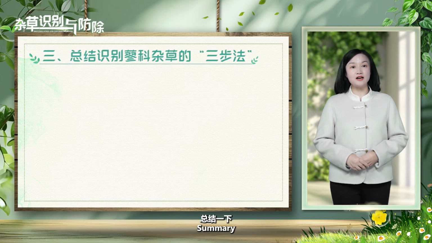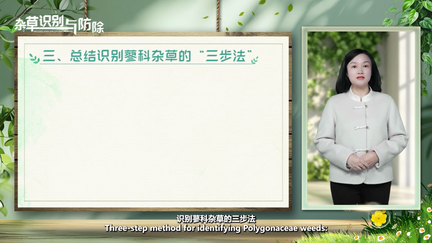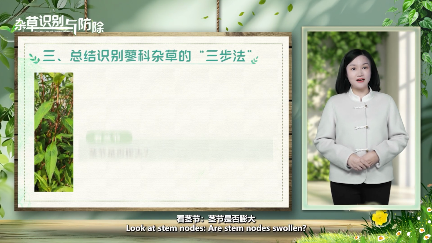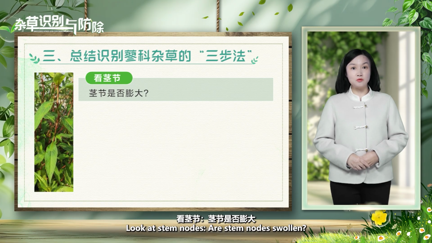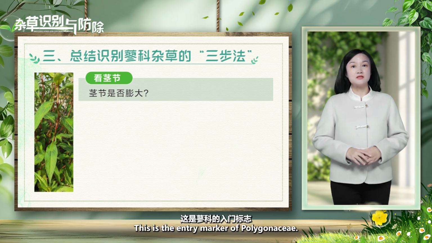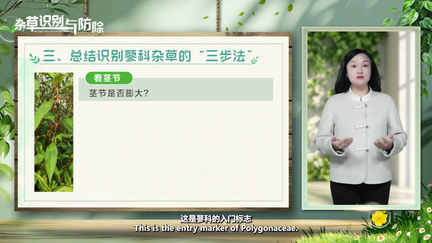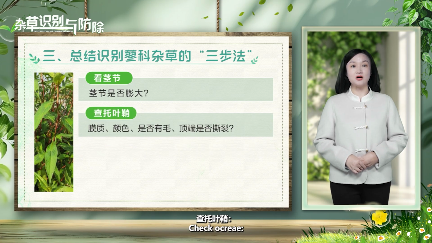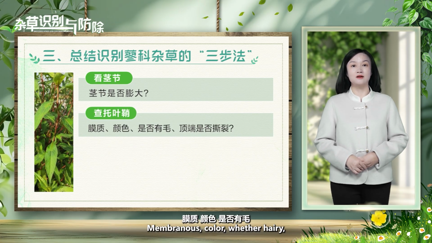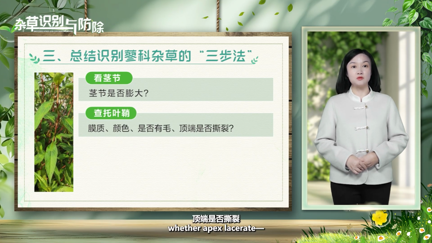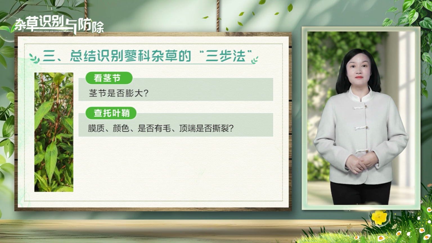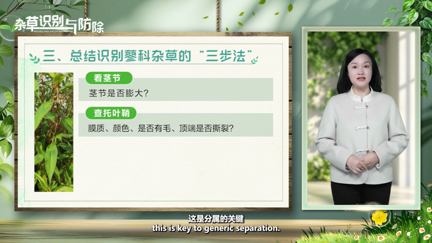Summary: 3-step method for identifying Polygonaceae weeds. Look at stem nodes. Are stem nodes swollen? This is the entry marker of Polygonaceae. Check ochrea: membranous, color, whether hairy, whether apex lacerate. This is key to generic separation.